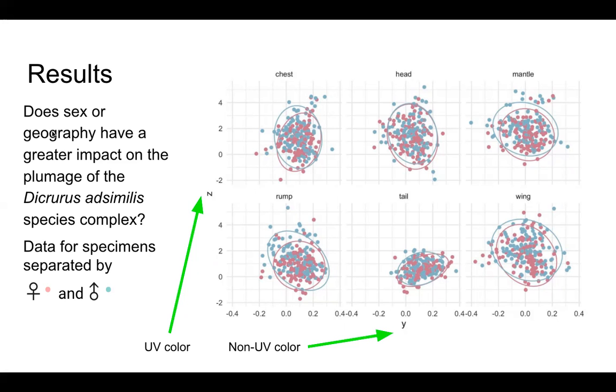And then we go back to our question, does sex or geography have a greater impact on the plumage of the Dicrurus adsimilis species complex? Here we're looking at sexual selection. So we have females and males separated, females being the pink dots, males being the blue dots. On this vertical axis labeled Z, we have our UV colors. And on this horizontal axis labeled Y, we have non-UV colors. And here we're able to look at the different sexes of our specimens and where they lie on this color chart. If they're higher up on the UV axis, that means they have more UV color.